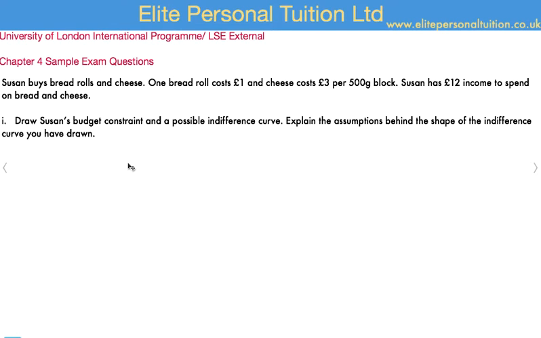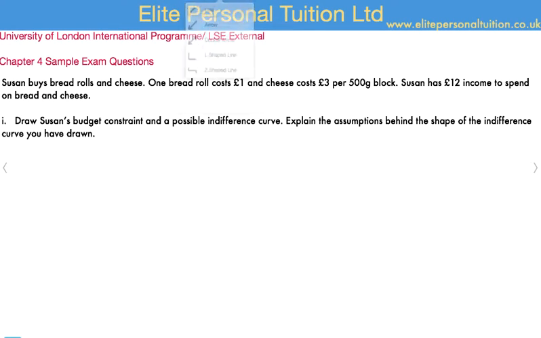Susan buys bread rolls and cheese. One bread roll costs £1 and cheese costs £3 per 500-gram block. Susan has £12 income to spend on bread and cheese. Draw Susan's budget constraint and a possible indifference curve. Explain the assumptions behind the shape of the indifference curve you have drawn.